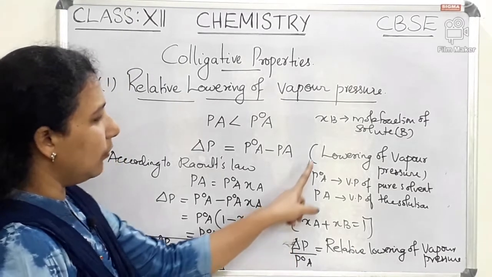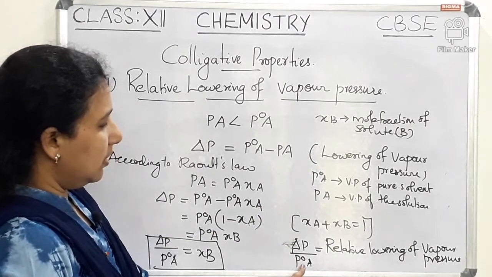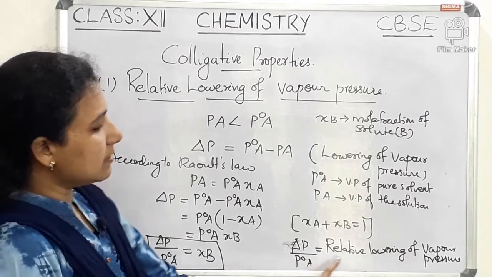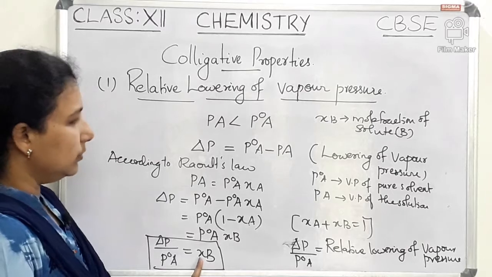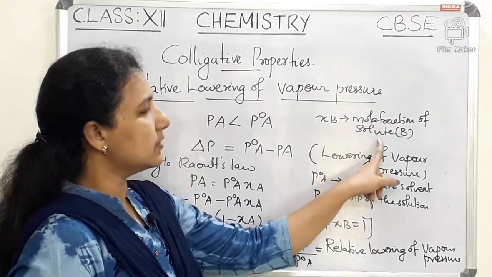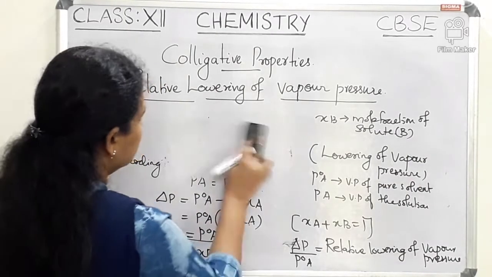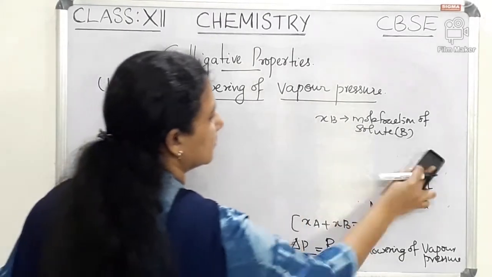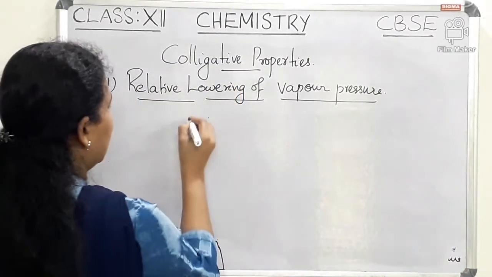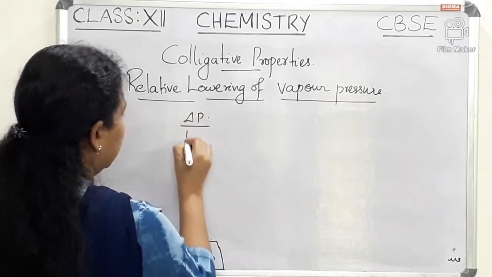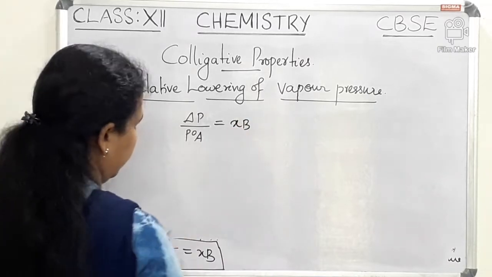Delta P is actually the lowering of vapor pressure. So lowering of vapor pressure divided by the vapor pressure of the pure solvent is called the relative lowering of vapor pressure. That is actually equal to the mole fraction of the solute, that means mole fraction of B. So now we can write delta P by P0A equals XB.